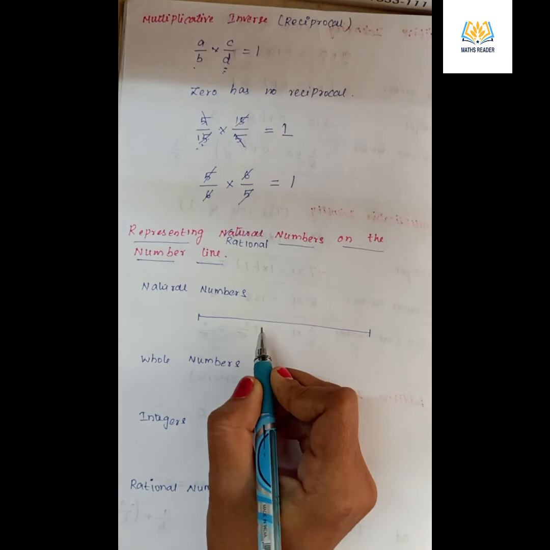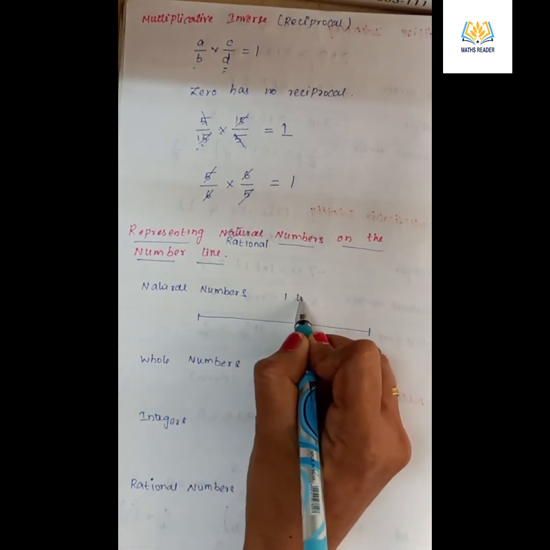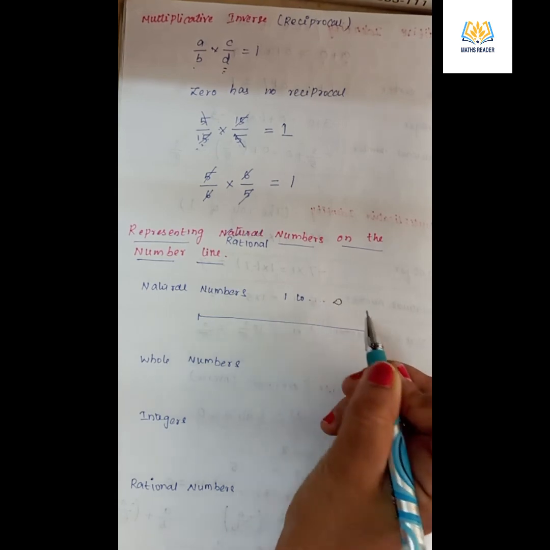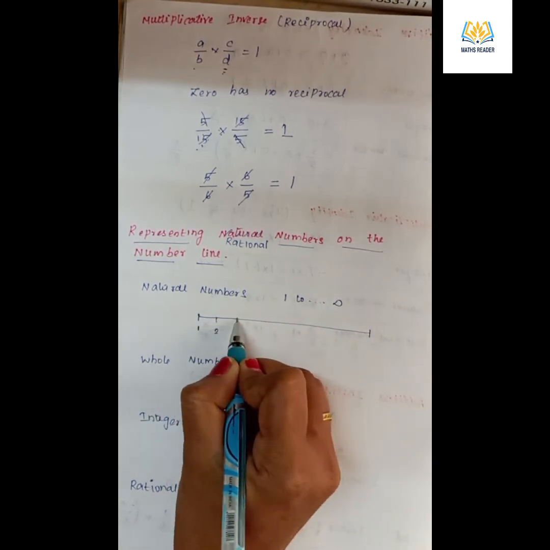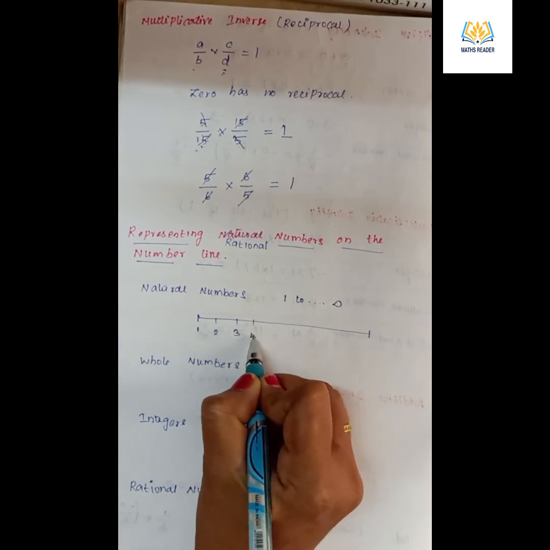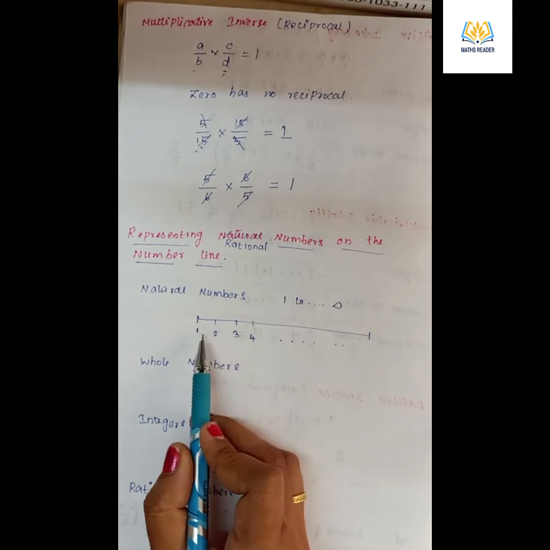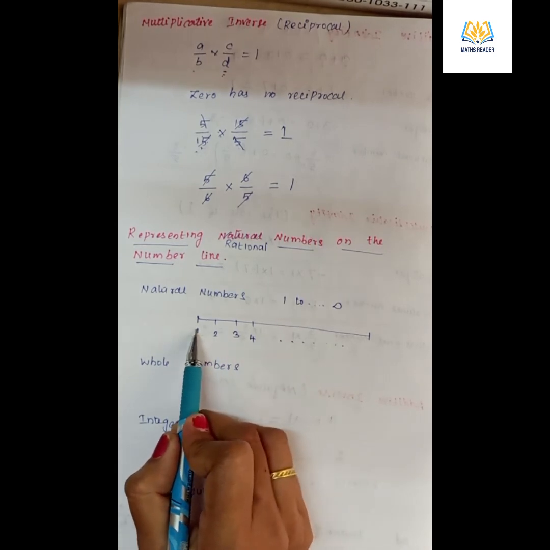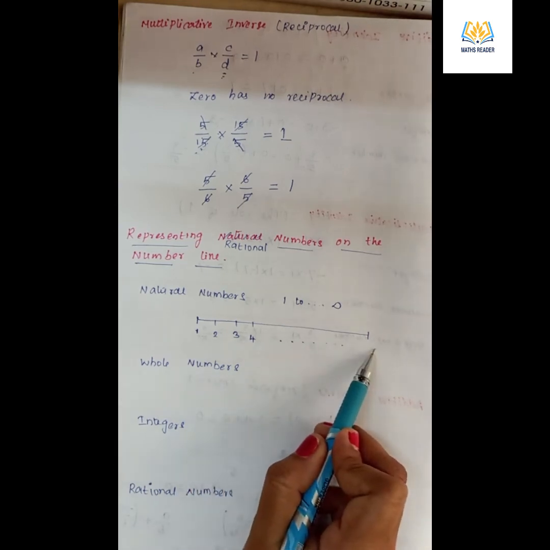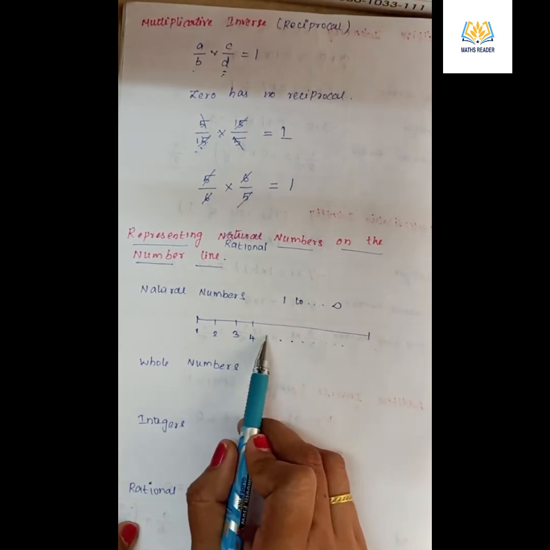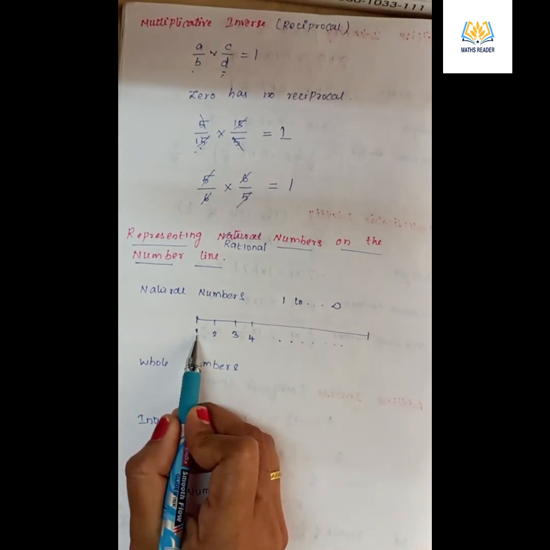The natural numbers start from 1 and go on till infinity. So the natural numbers start from 1, 2, 3, 4 and it goes on. They extend only on the right side.